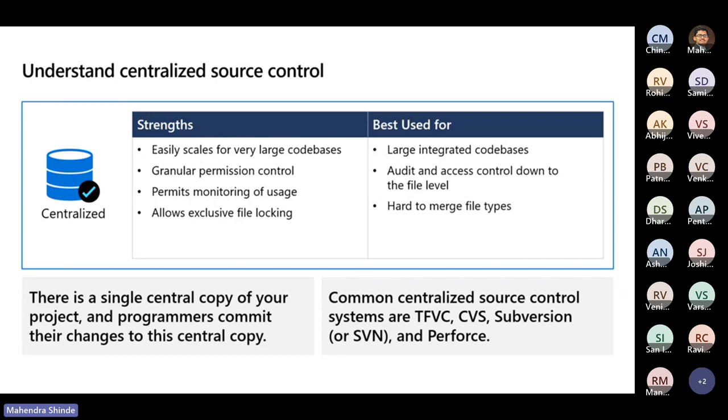On the other hand, Git will have complete history. Now, a centralized system is very scalable. It's because all your code base is on the central machine. And if you want to scale it up, just provide more storage to that central machine. That's how you can scale it.